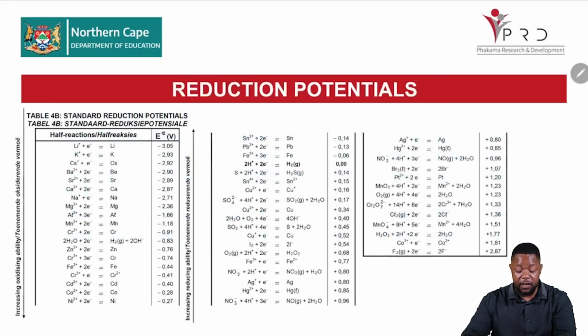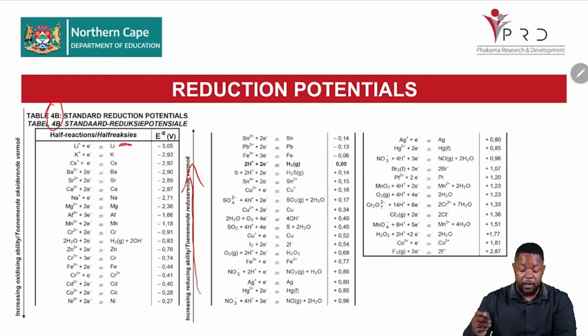The standard reduction potentials, again, just to remind you, we look at the arrows. The arrow pointing upwards indicates increasing reducing ability. This means that the substances at the top have greater reducing ability than the substances below them. So the substance at the top undergoes oxidation and the substance at the bottom undergoes reduction. This is only applicable on the 4B table, and it will be applied in opposite when the 4A table is used.